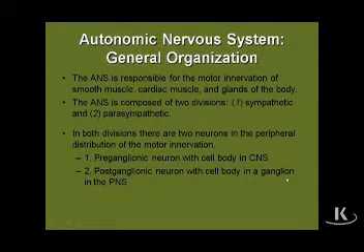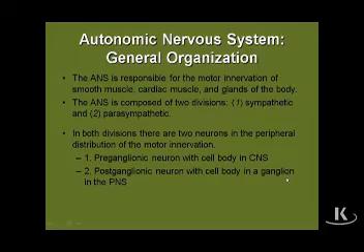Let's spend some time reviewing the components and the organization of the autonomic nervous system. This is also done in gross anatomy, but there are going to be a couple of additional features that will be relevant, particularly to neuroscience. First point is the functions of the autonomic nervous system.